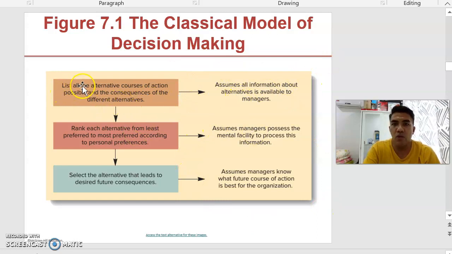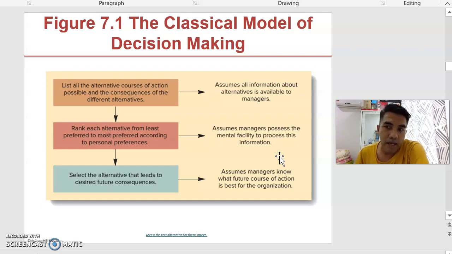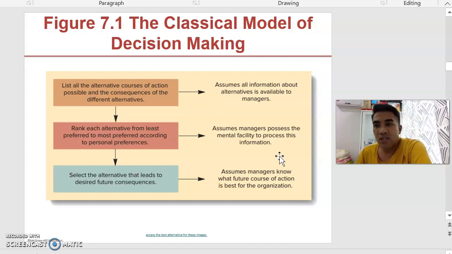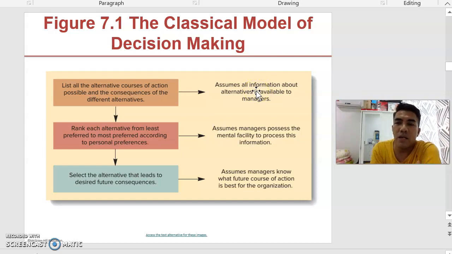Number one, of course, we are going to list all of the alternative courses of action possible and the consequences of the different alternatives. For example, if you were to choose to further our study in UiTM and then in Taylor College, for example, a different college, so we list all of the alternatives and then the consequences. And then consequences maybe in terms of the cost. And kita assume all information about alternatives is available. We can obtain this type of information lah. Taylor berapa, kalau kita nak buat dekat UKM berapa, kalau dekat UiTM berapa. And then what sorts of courses yang diorang offer, for example.